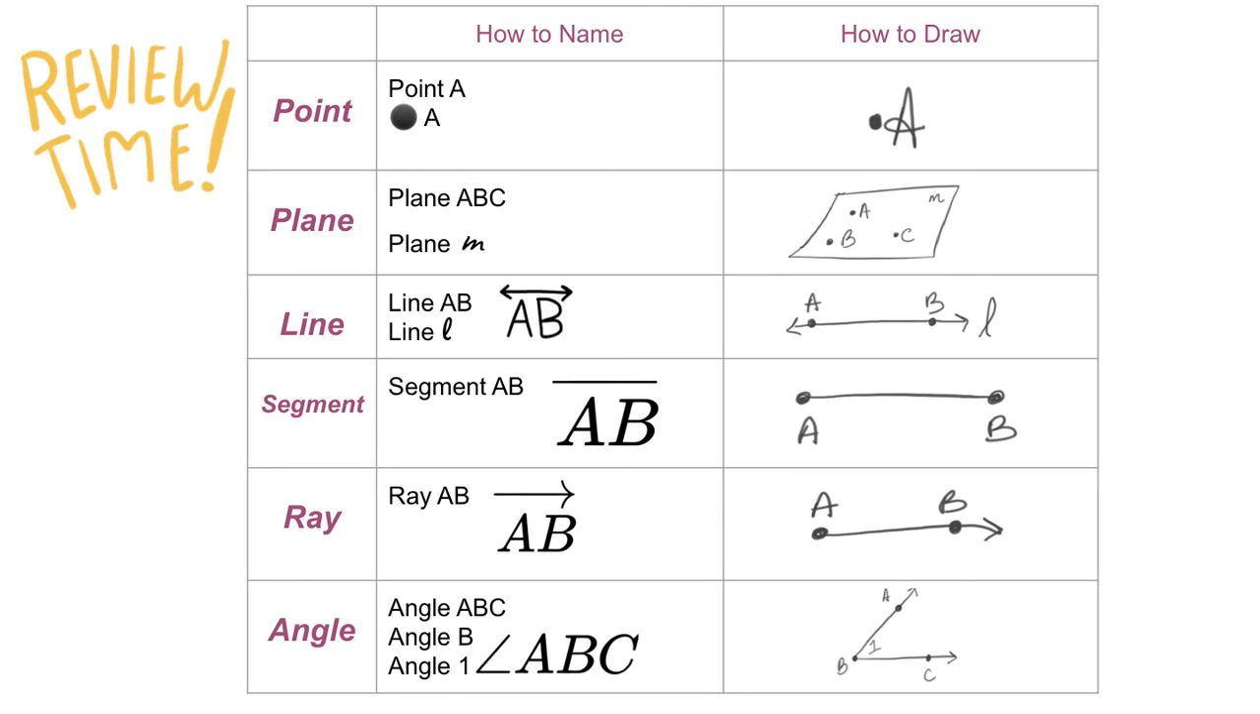So let's review real quick. A point, I have how to name it, how to draw it. Same thing for our planes, lines, segments, rays, and angles. Please make a note that for your angles, you must have the vertex in the middle. After that, it doesn't matter if you say ABC or CBA, but you must have that vertex in the middle in order to have your angle named correctly.